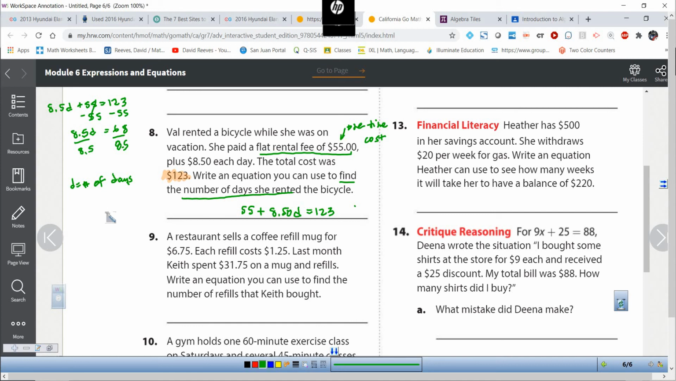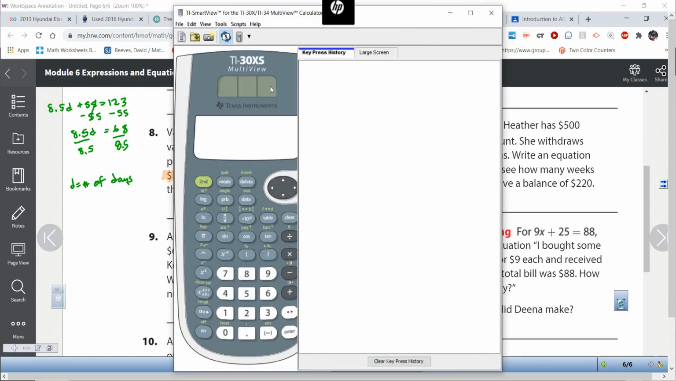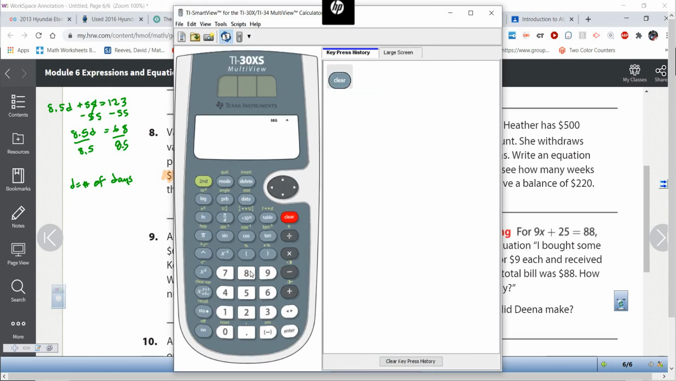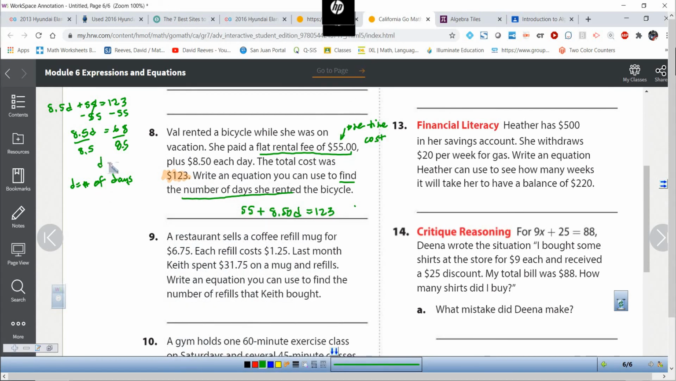All right, so here we go. 8.5, you know what? I'm going to get out my handy-dandy calculator here. So I'm going to have 68 divided by 8.5. Well, I know 8 times 8 is 64. So it's going to be somewhere in the ballpark there. All right, so I'm going to do 68 divided by 8.5. Whoops. Let me try that again. 68 divided by 8.5. And when I do that, I get 8. Look at that. I should have just done it. All right, D is equal to 8. So the answer to that question would be 8 days.